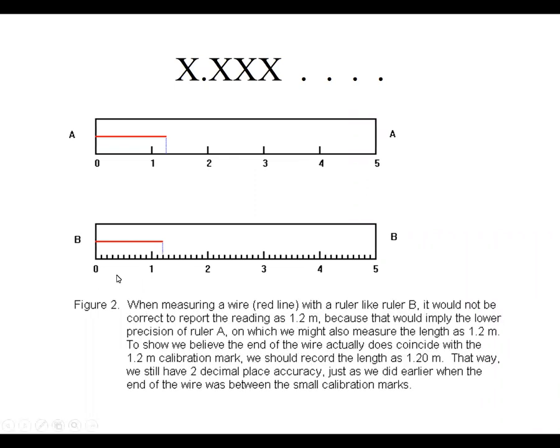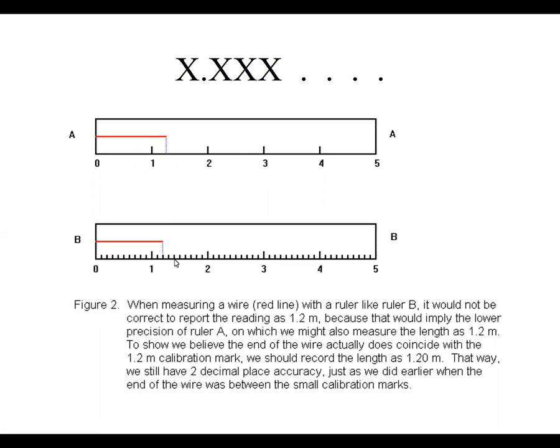And now when I put that wire against ruler B, it looks like the end of the wire exactly coincides with the 1.2 meter mark. And the question then is, in this case, would it be okay to write the length as 1.2 meters? Because after all, it ends right on that 1.2 mark, or so it seems. But there's a problem with that.